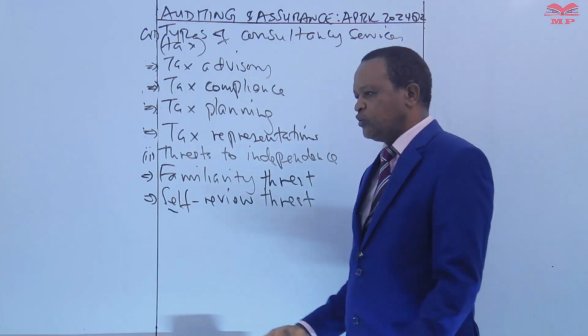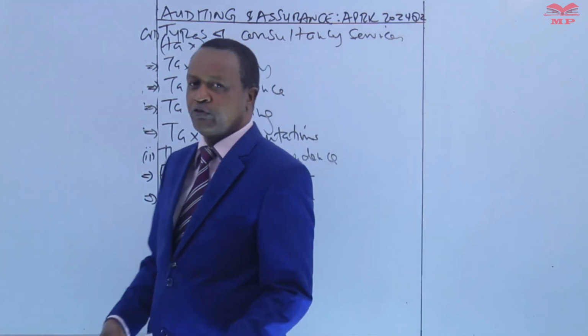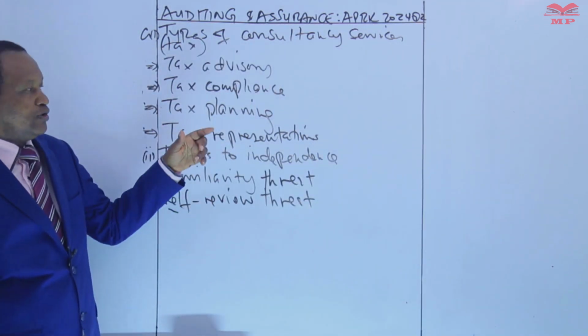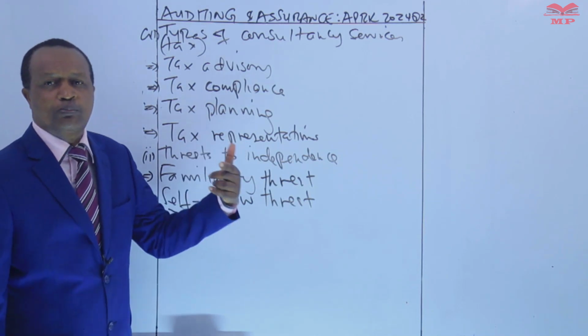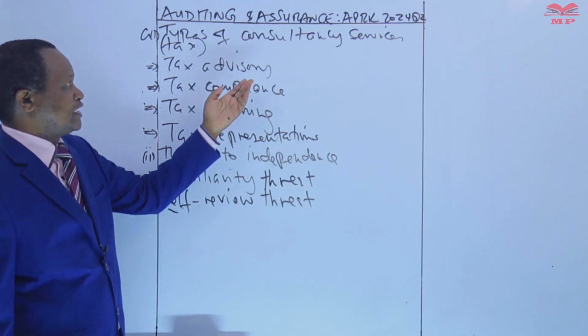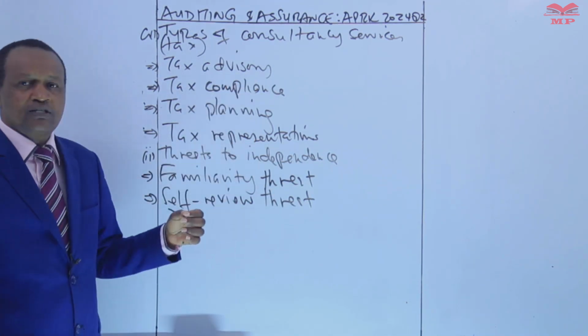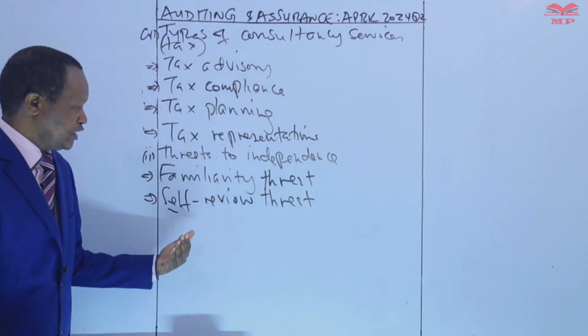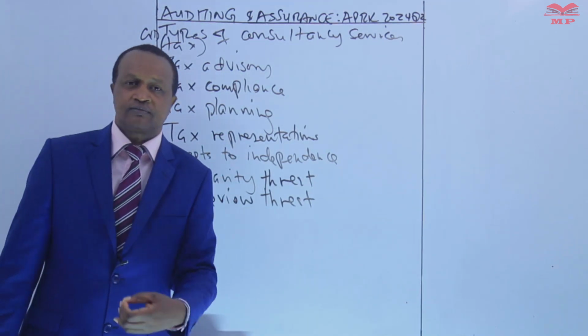And how do you review your own work? If you've made a mistake, will you accept that you've made a mistake? Or if you have not complied in the process of carrying out tax consultancy services, you see, it becomes very tricky to be objective if you are reviewing your own work.